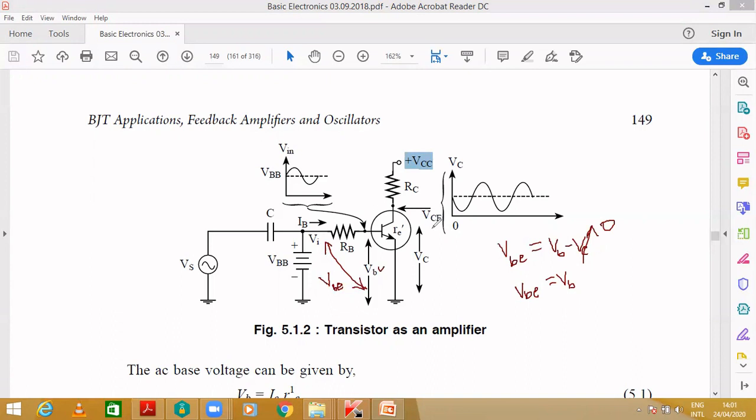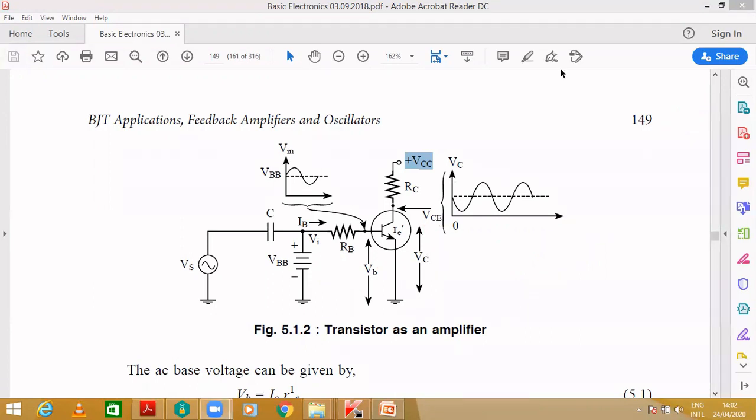Similarly, here you can see VCE. This part is VCE, but I represented it as VC. Similarly, VCE is equal to VC minus VE. There is no resistance and the voltage drop is 0. So VCE becomes equal to VC. Hence I represent it as VC. So let's start with the derivation.